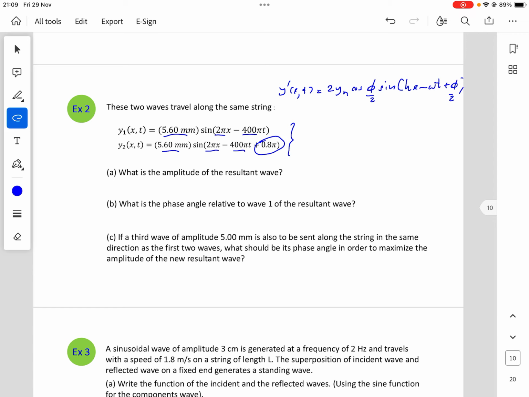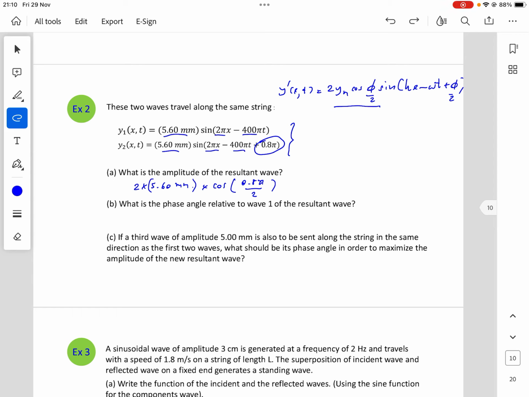What is the amplitude of the resultant wave? It's just exactly this one, right? So in this case, 2 multiplied by 5.6 millimeter, multiplied by cosine of that 0.8 pi divided by 2. This is very simple. I will not do the calculation for you. You can do this by yourself.